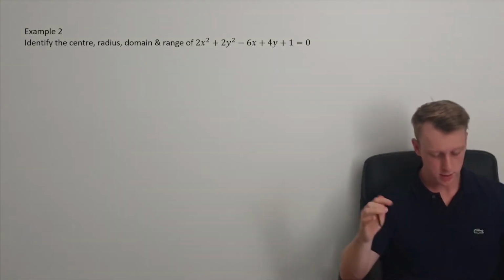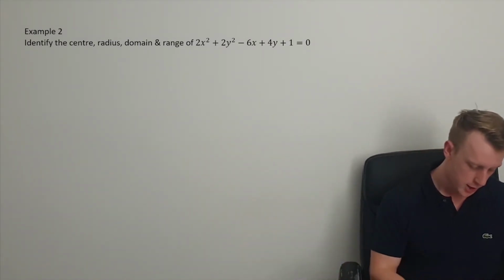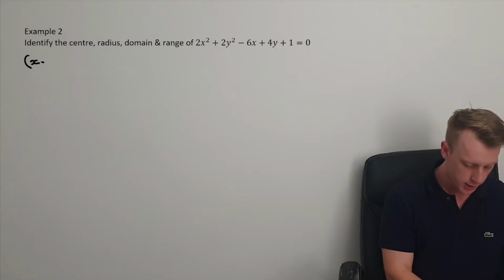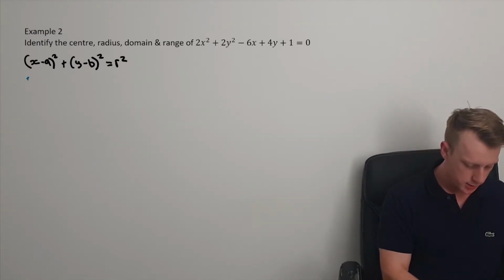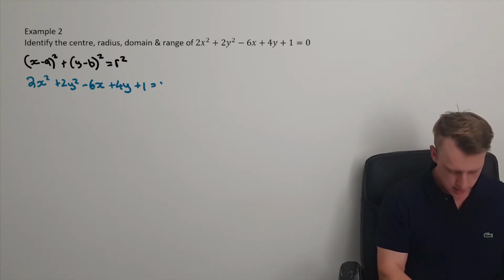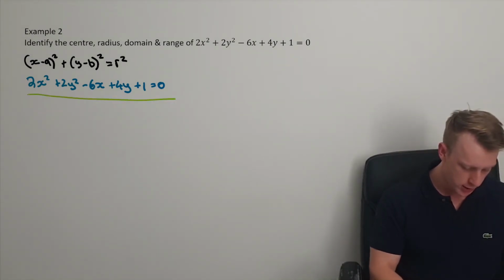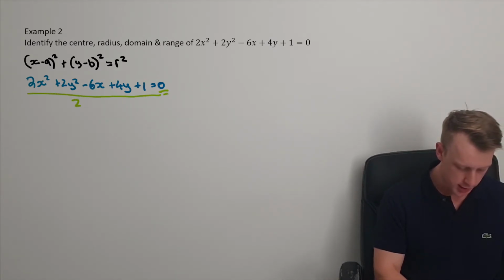Alright, so here we've got example 2: identify the center, radius, domain, and range of the following expression. If I need to find radius and center, I need to put it into this form here: (x - a)^2 + (y - b)^2 = r^2. And so if we look at this expression here, I can see that the coefficients of x squared and y squared need to be 1. So I will divide everything by 2. So every single term is going to get divided by 2 on this side and this side.